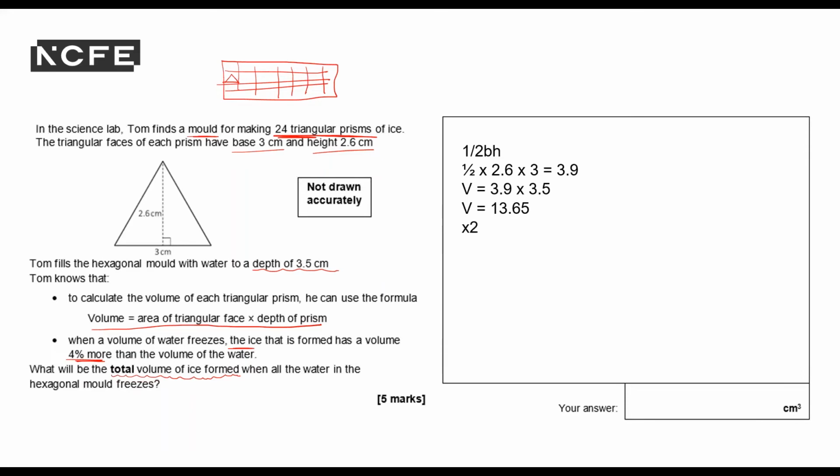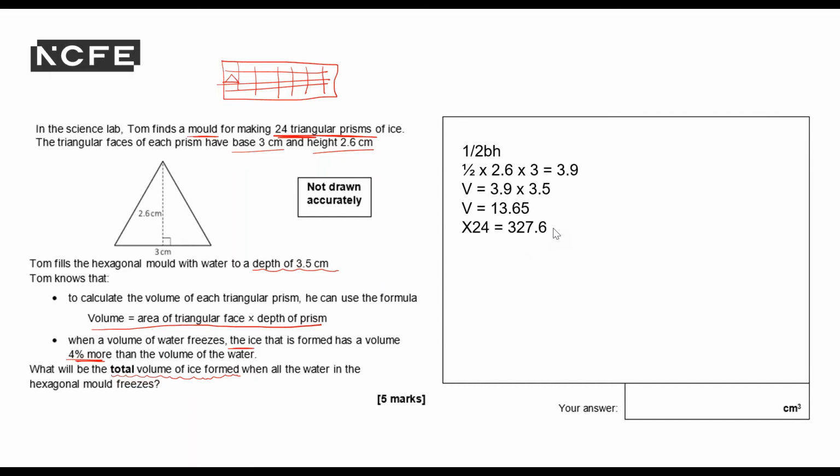So now I know the volume, 13.65, I then need to multiply that by 24. I'll just put times 24 equals 327.6. And that is the volume of water: each one is 13.65, then I've multiplied by 24, so I know the total volume of water, but the ice is going to have a larger volume. So I need to increase this by 4%.